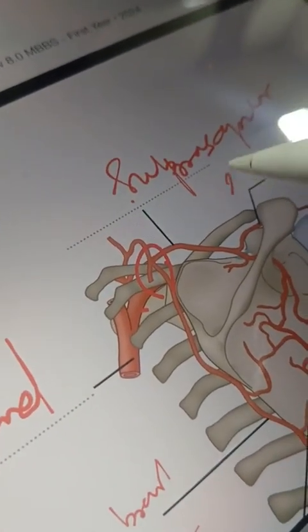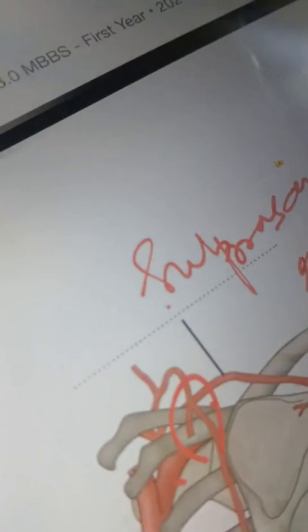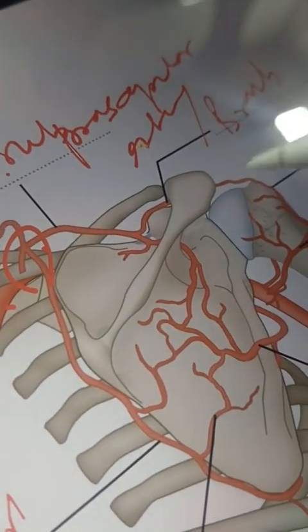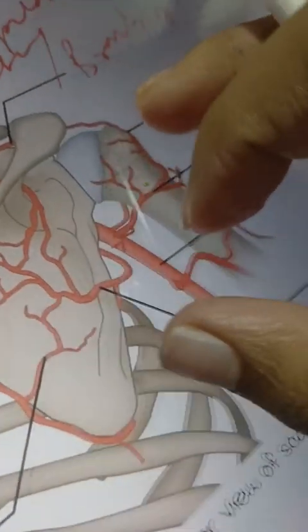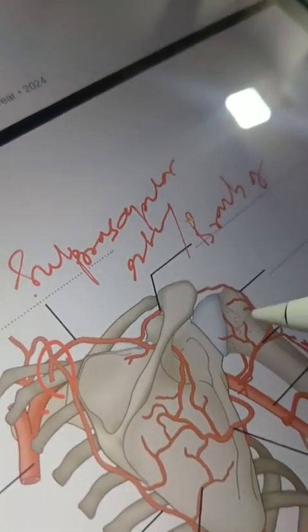Now what is this here? Here what we have is basically, this is called as SCA, that is suprascapular artery. Then what we have over here is this going on acromion process, and this is known as a branch of suprascapular artery. So what is this? Branch of suprascapular artery.